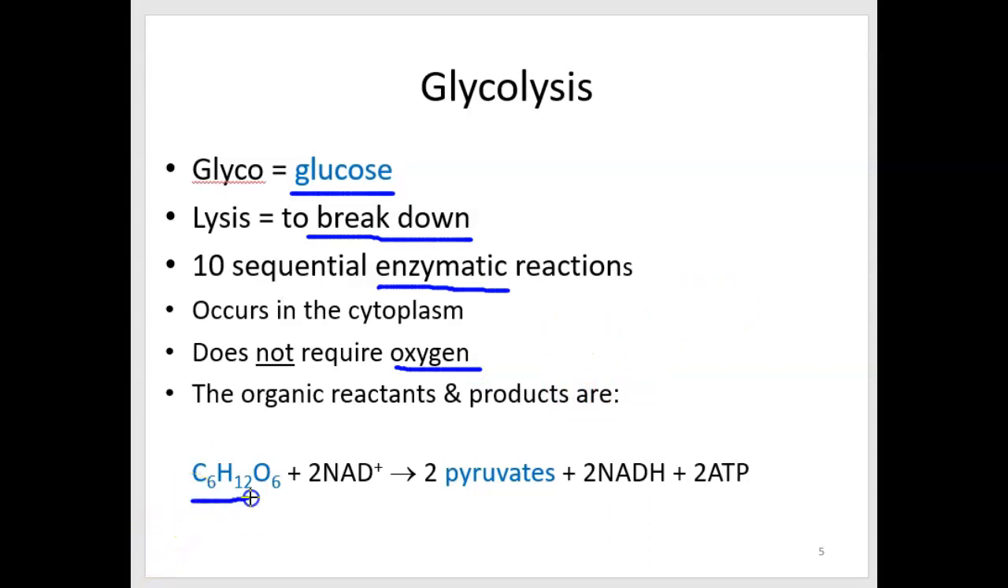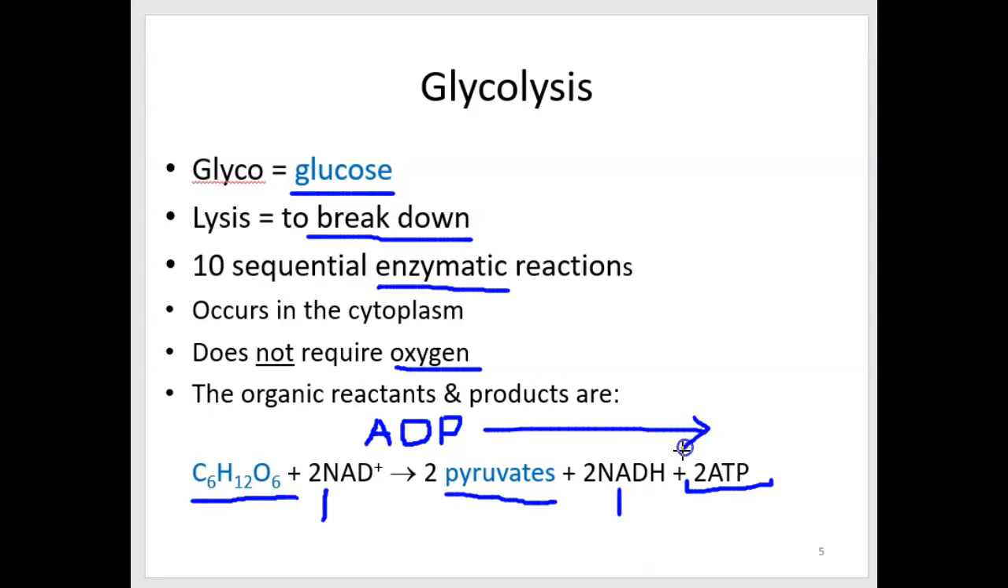We start with this glucose, which is our organic reactant, and our organic product is pyruvate. In addition to that, we're going to make some NADH from NAD+. Technically, that's organic as well, right? Because it's a nucleic acid. And of course, in the process, we're making 2 ATP, which is also organic, carbon-based. And I forgot to put the reactant, of course, would be ADP. And then it's going to get turned into ATP.